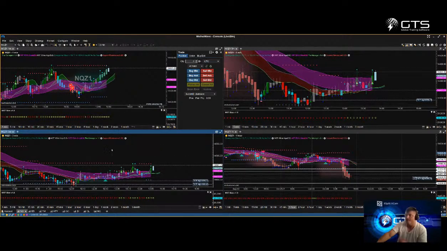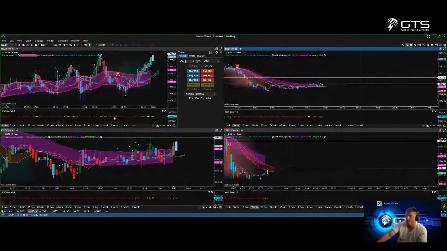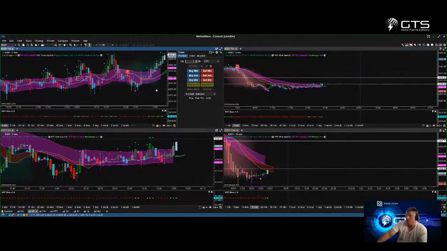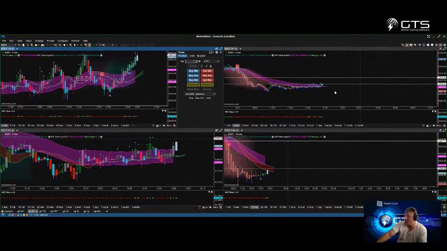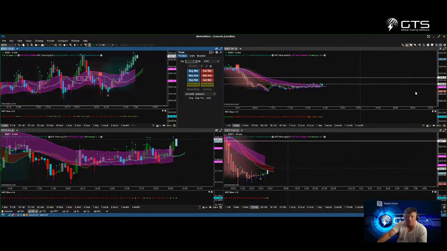Let's see here. Pushing out, kinda. I think the ES will end up back up here around the 308 for the close.